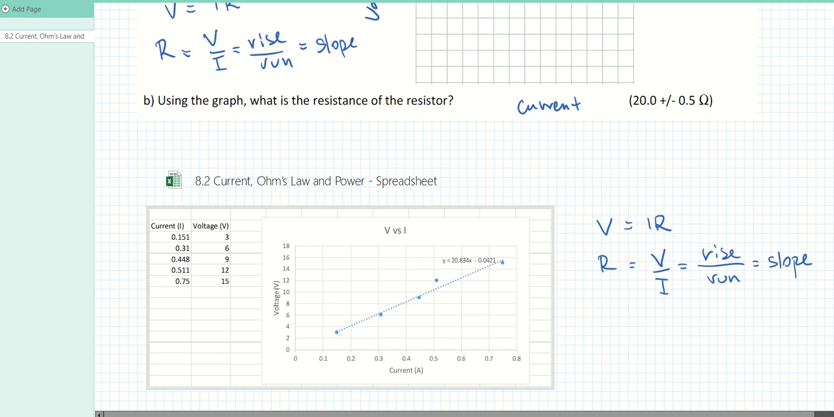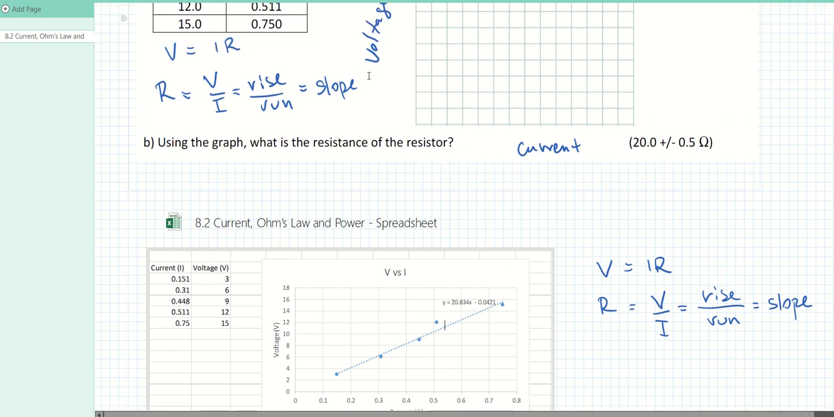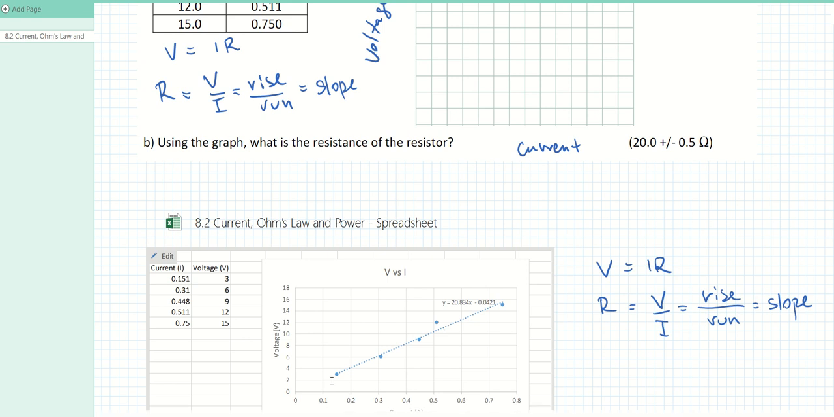You had to actually graph it, and you had to graph it the proper way. So make sure you have your voltage on the y-axis and your current on the x-axis. Then plot the points, graph the line of best fit, and figure out the slope of your line of best fit, and you should get somewhere close to 20.